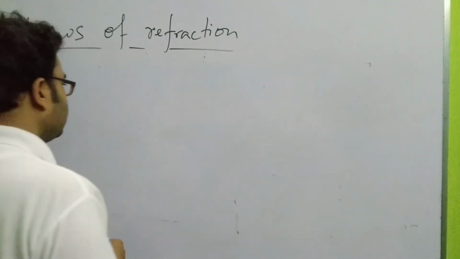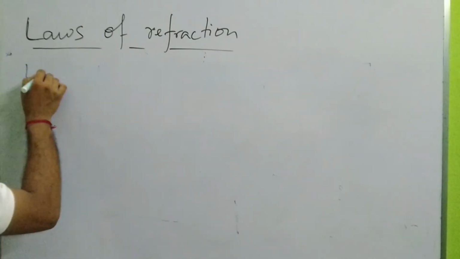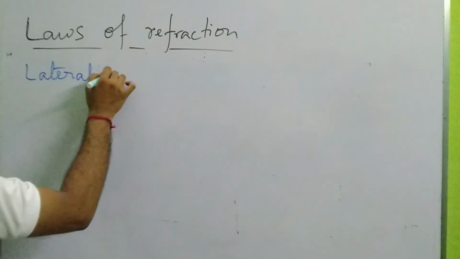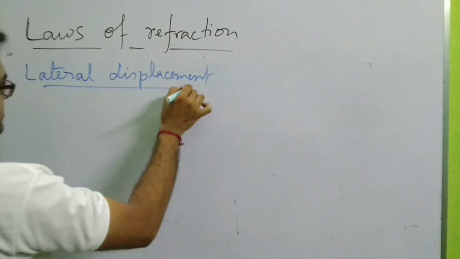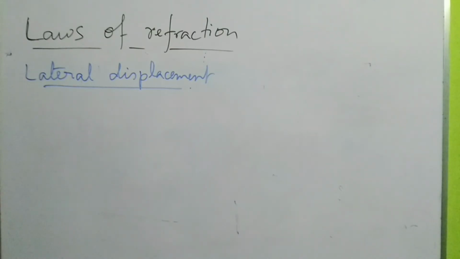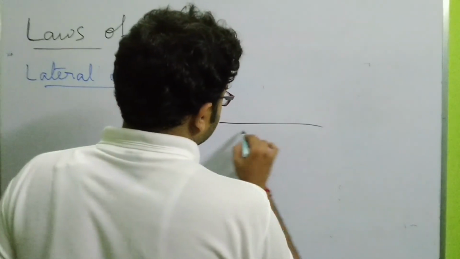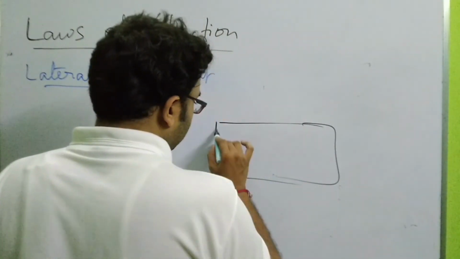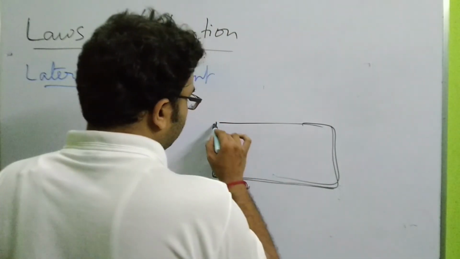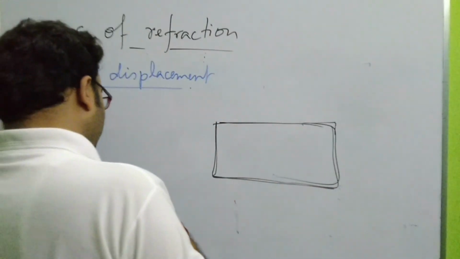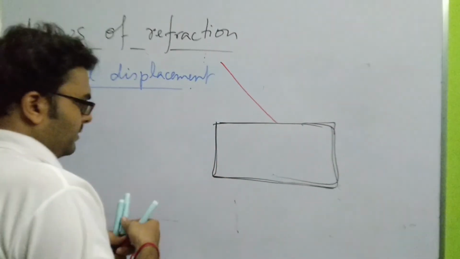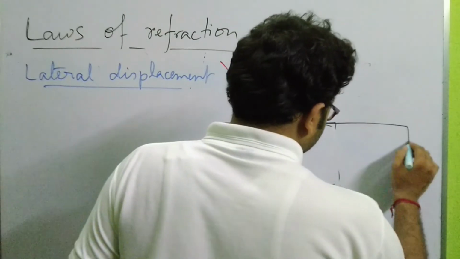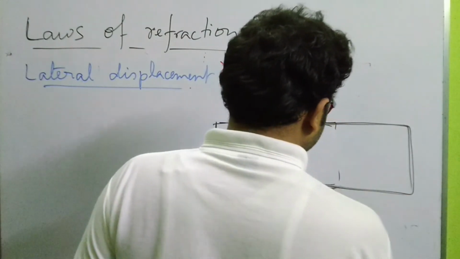You can easily understand. So what is lateral displacement? Say this is a thick glass slab, as you can see in paperweights or any other thick glass slab. So when light is coming onto this surface, just consider this thick glass slab. Okay, light is coming onto this surface.